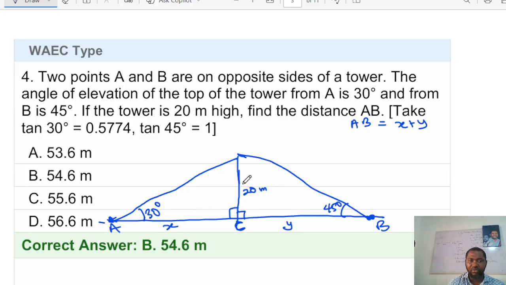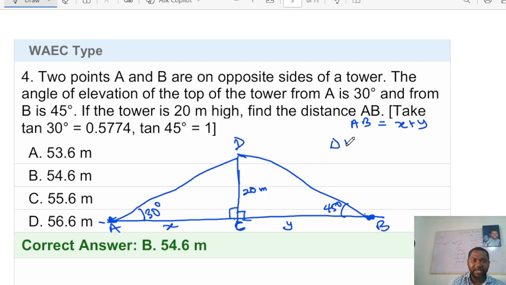But there is no rule that can help me find this directly. So I have to find AC, since this is a right angle triangle, and I have to find CB, since this is also a right angle triangle. I hope you get that. Now if I consider this first right angle triangle, let me make it a D.